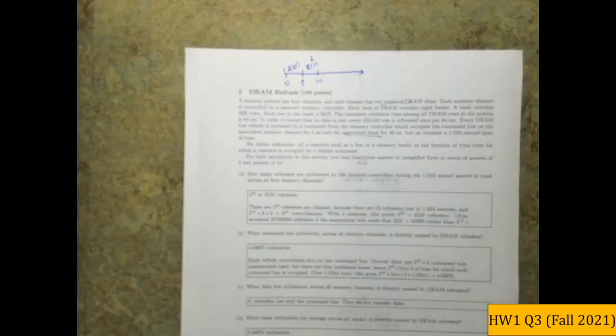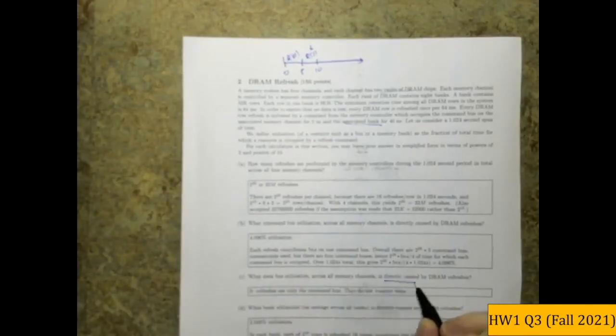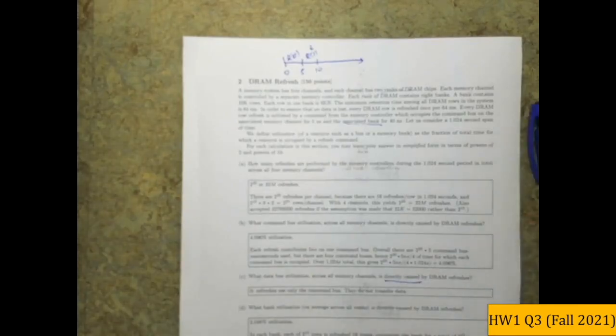So this is a little tricky, actually. It is tricky, but I believe it is clearly defined here because in part C it says what data bus utilization across all memory channels is directly caused by DRAM refreshes, right? So what you say is kind of an indirect result because DRAM is being refreshed and basically you cannot access this bank, so you cannot read anything out of it. You cannot utilize the data bus. That's true, but it is not directly because of refresh, because the refresh command itself is not using the data bus. You only give the bank address to the DRAM.